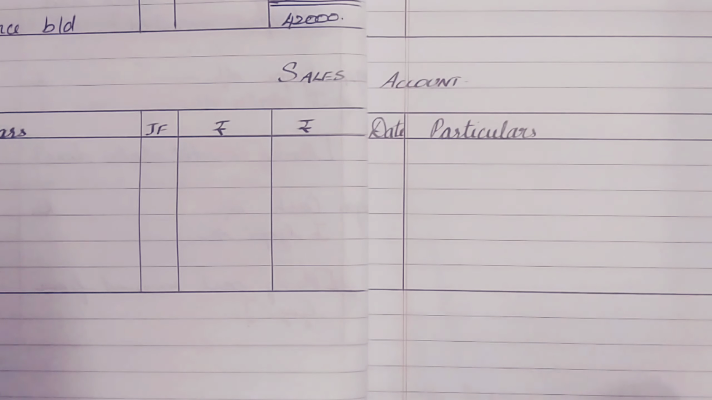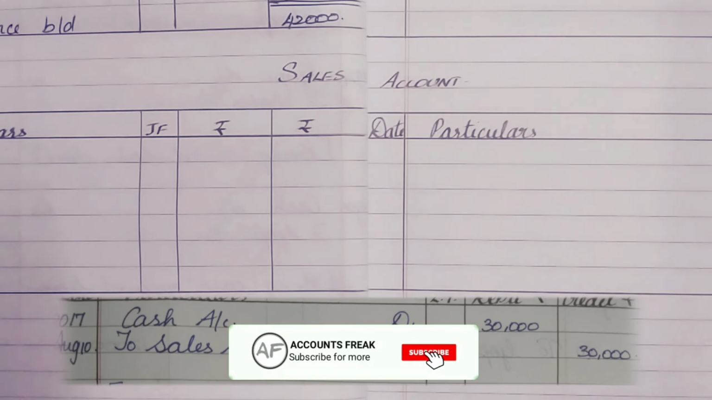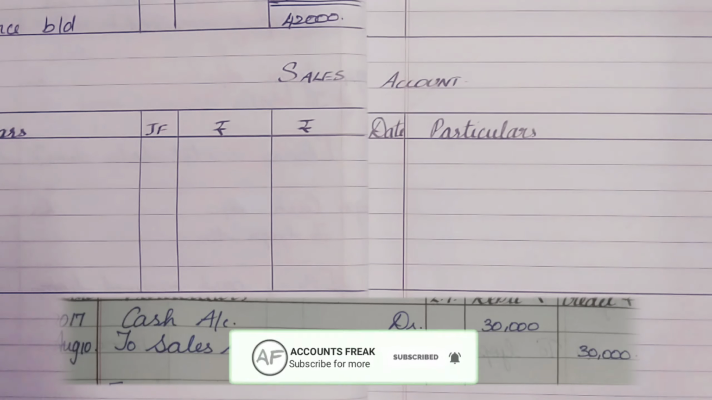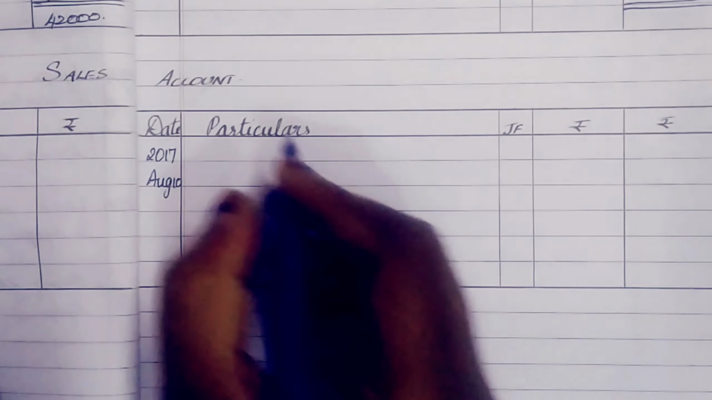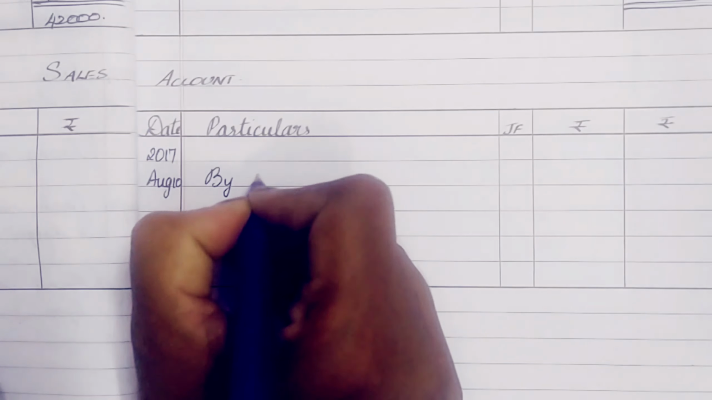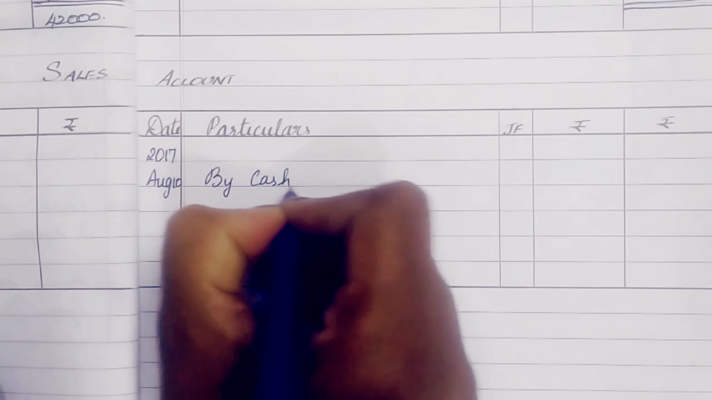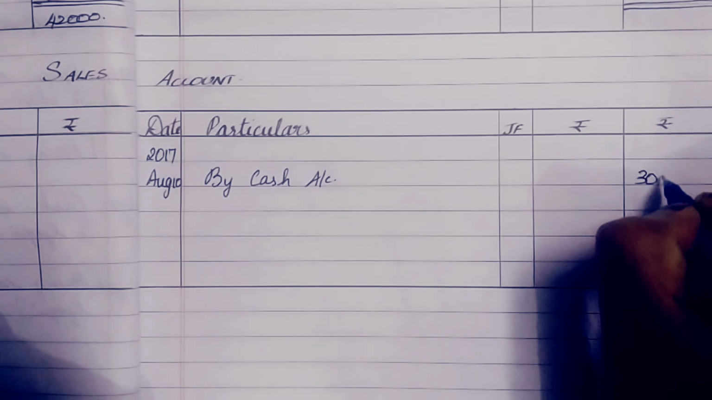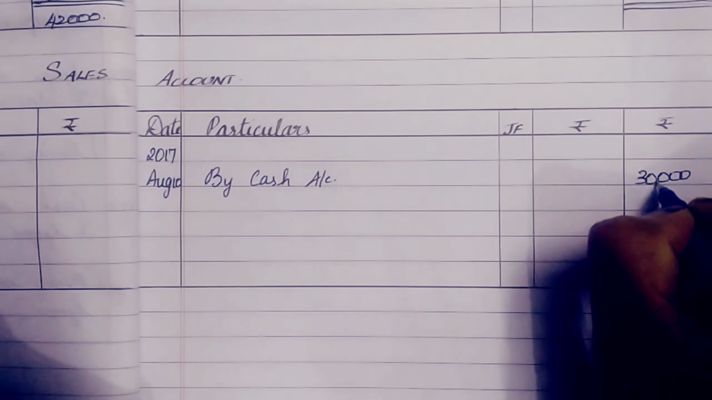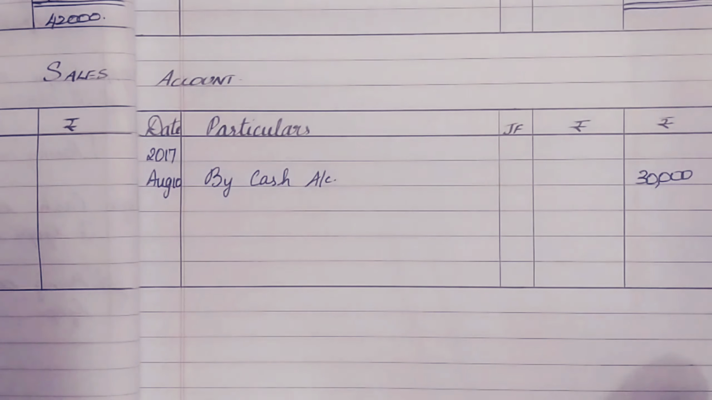There are two transactions with sales. The first transaction on August 10th has sales in the credit. Therefore, we must go to the credit side of the sales account and record the opposite account name. This is happening on 2017 August 10th, so that's going to be by cash account, which is the opposite account's name. The amount for the transaction is 30,000 rupees in the outer column.